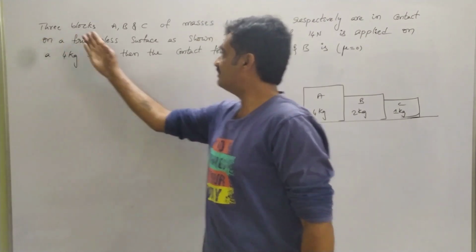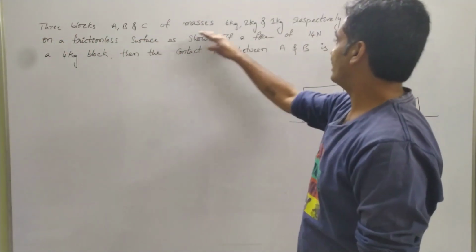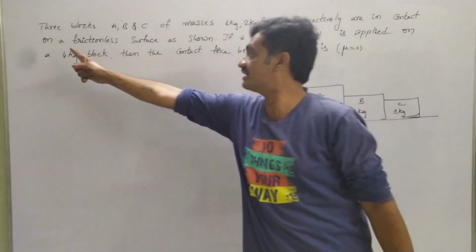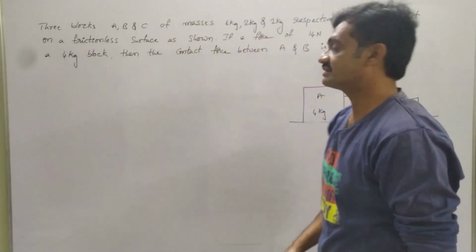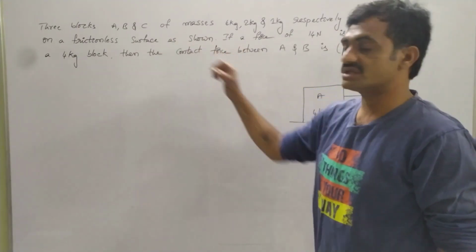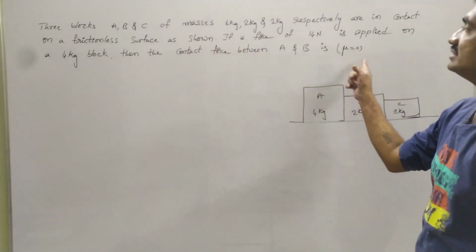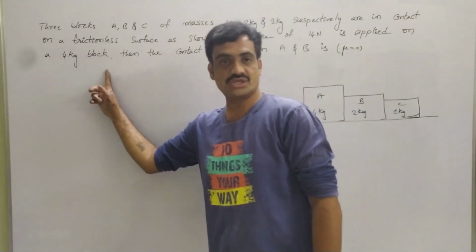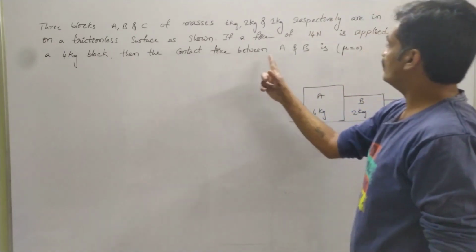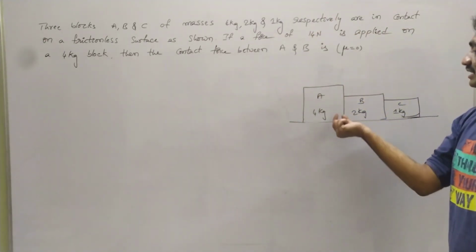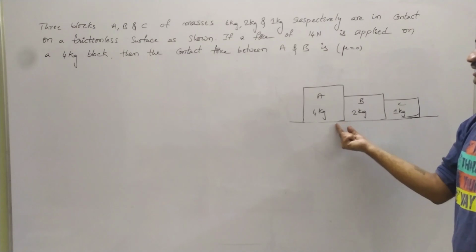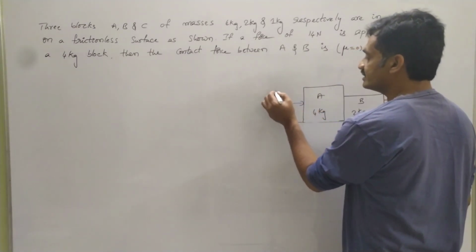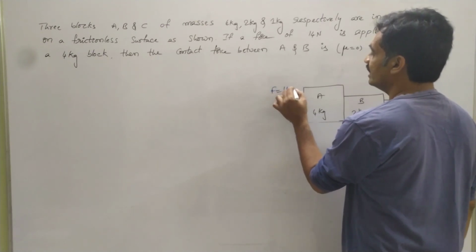The next problem is: 3 blocks A, B and C of masses 4 kg, 2 kg and 1 kg respectively are in contact on a frictionless surface. Since the blocks are placed on the frictionless surface, here we consider mu equals 0. If a force of 14 Newton is applied on the 4 kg block, then find the contact force between A and B. So the force applied on the block A is F equals 14 Newton.